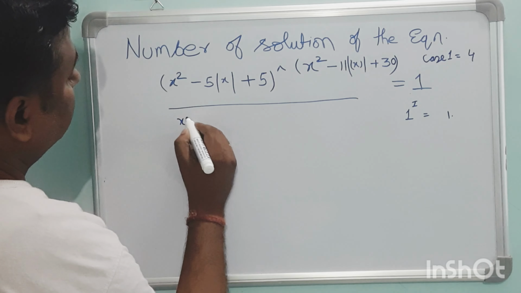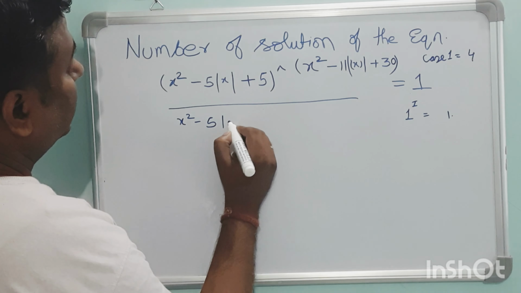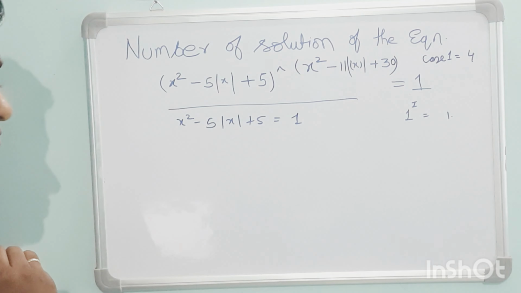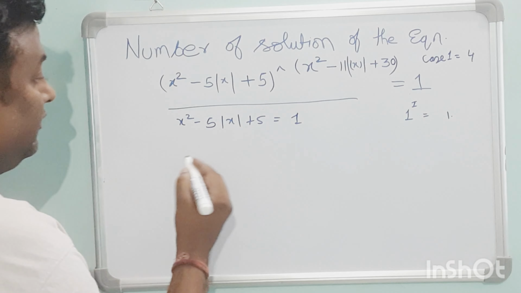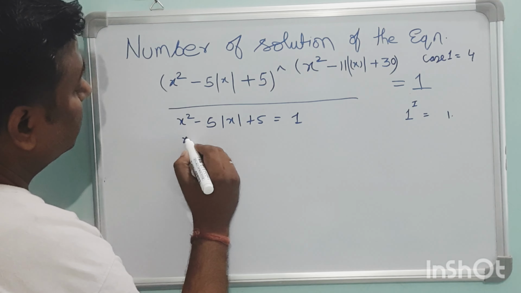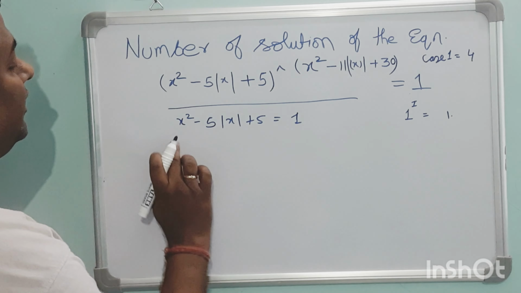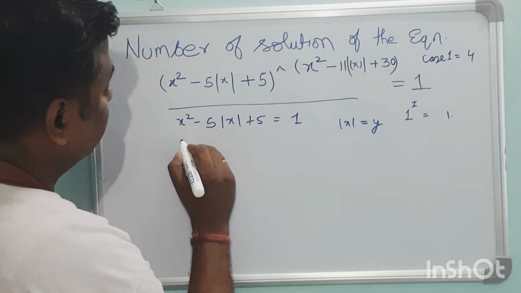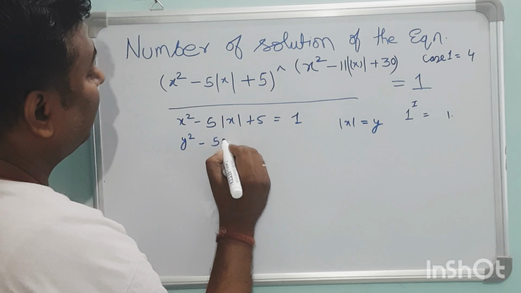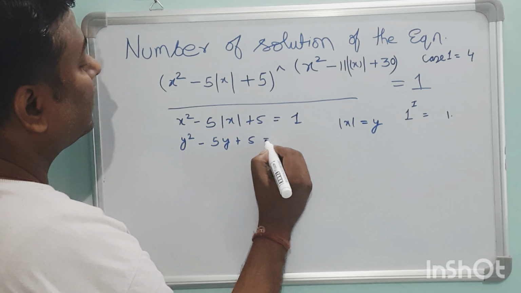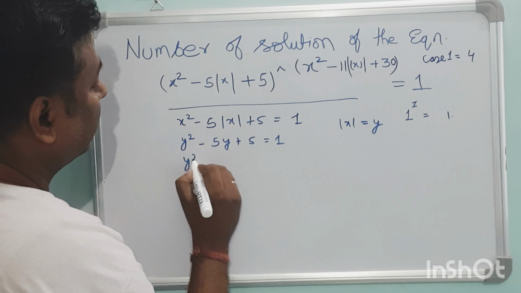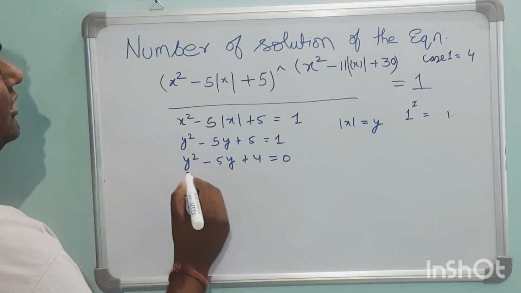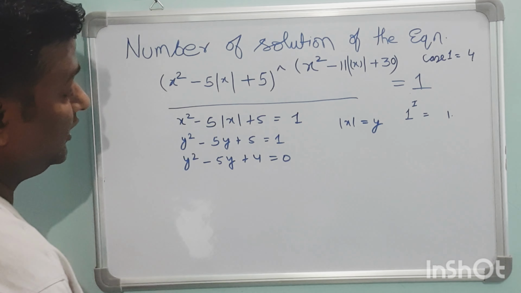So let us put the base equation, that is x square minus 5 mod x plus 5 equals 1. Okay, this is the second part. Now we are going to do the same replacement which we have done earlier, that is, mod x I am going to put as y. So it will become y square minus 5y plus 5 equals 1, which converts into y square minus 5y plus 4 equals 0.